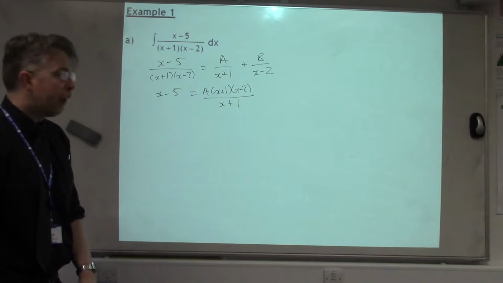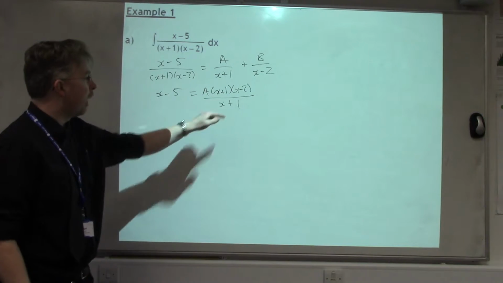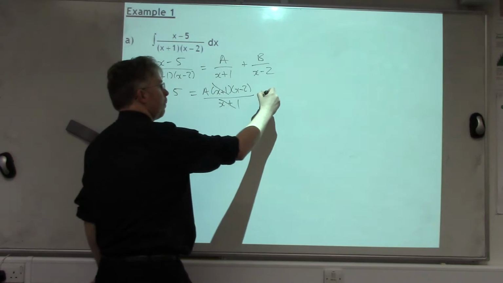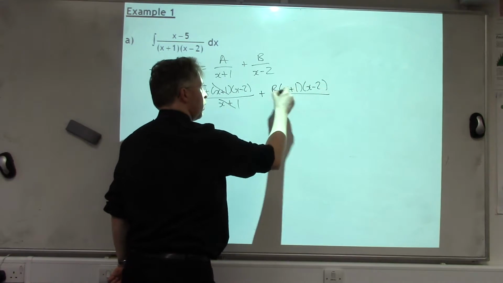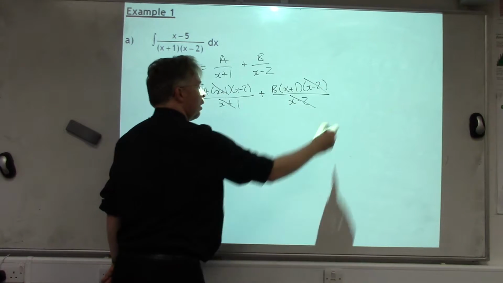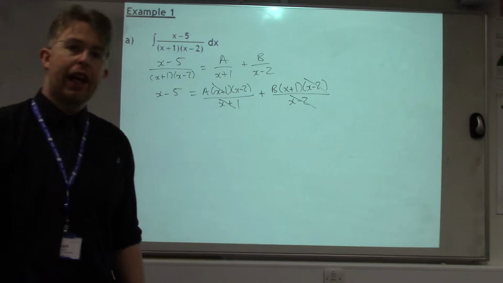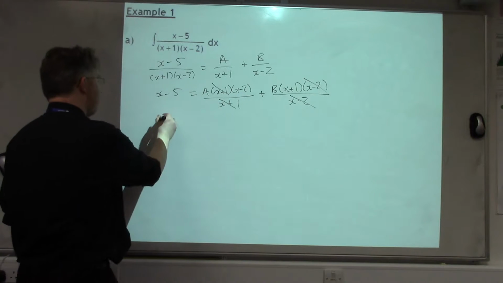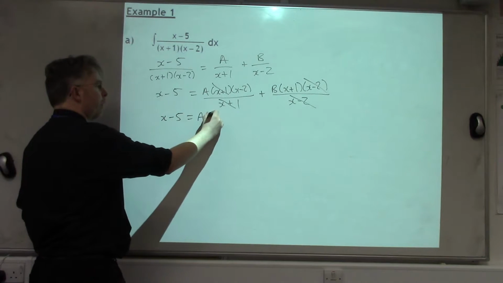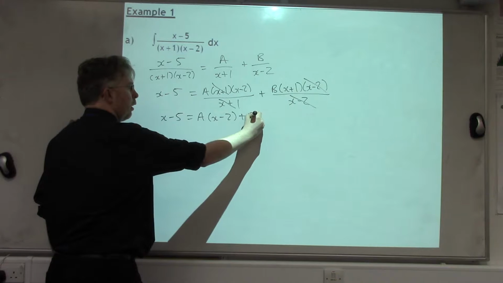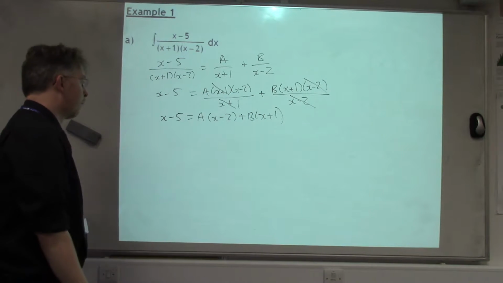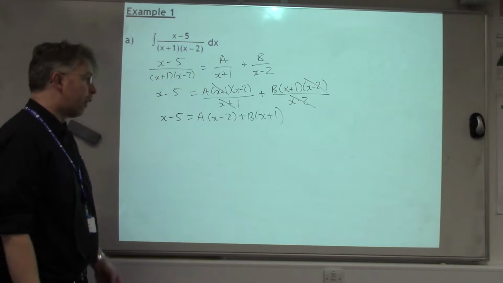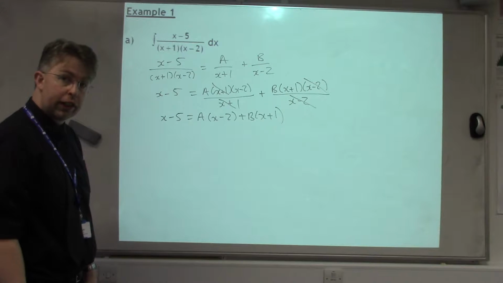So for the first of the fractions on the right hand side, the x plus 1's cancel. And for the second, the x minus 2's cancel. So we get x minus 5 equals A times x minus 2 plus B times x plus 1. Now we choose convenient x values to give us equations that are easy to solve.